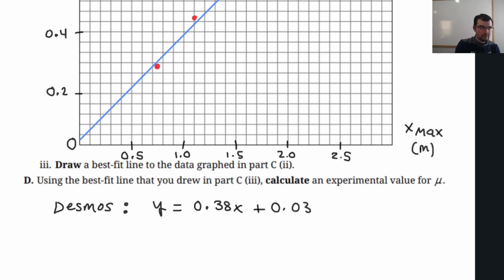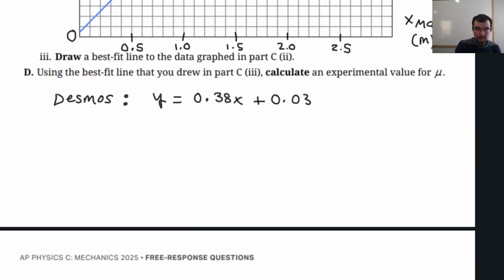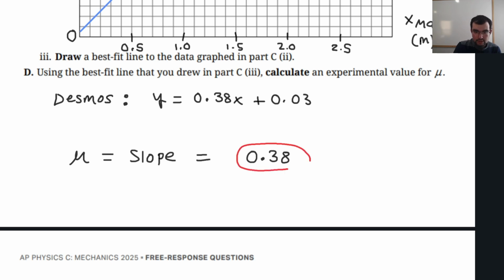Of course, you could do your slope by hand. I know there's a lot of people who like to do that. No problem. But then I just know that mu is actually equal to my slope, and that's 0.38. No units, because mu is just a coefficient. Again, the relationship we derived was this fact that h was equal to mu times x max.